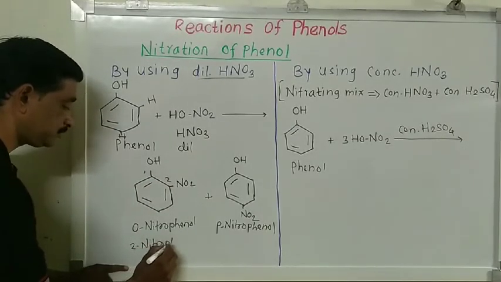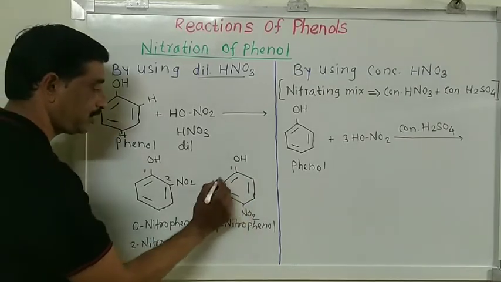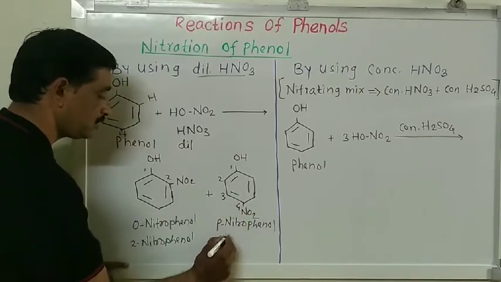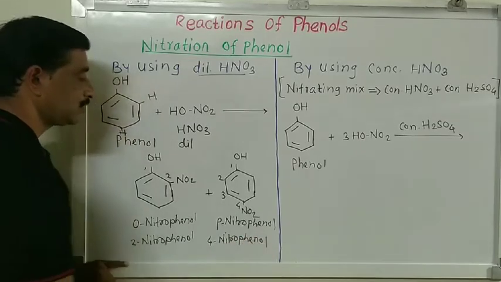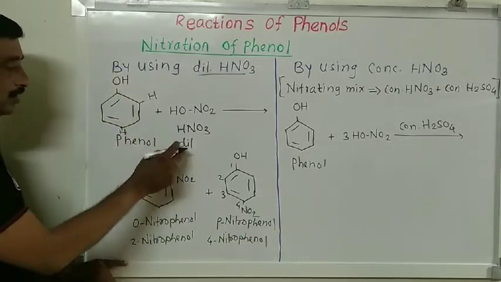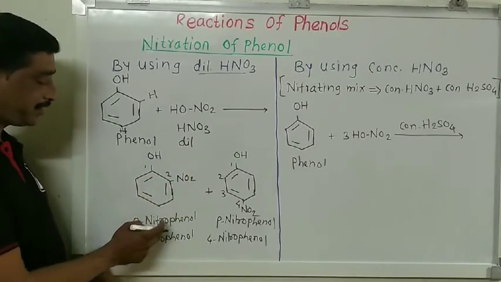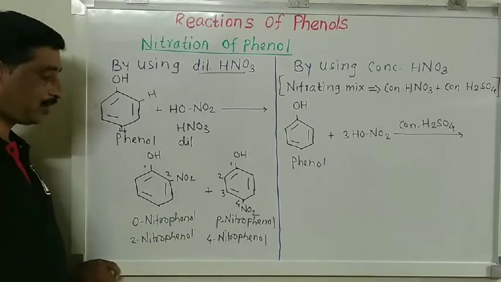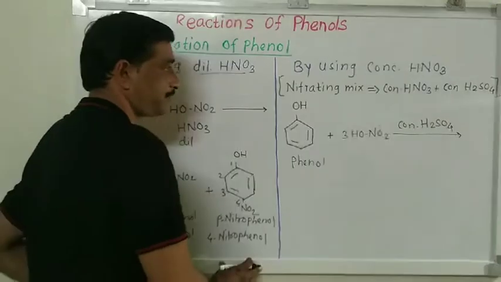So orthonitrophenol can also be written as 2-nitrophenol, and para-nitrophenol can also be written as 4-nitrophenol. So phenol on reaction with dilute nitric acid undergoes nitration and it gives a mixture of ortho and para nitrophenol. This is the nitration by using dilute nitric acid.